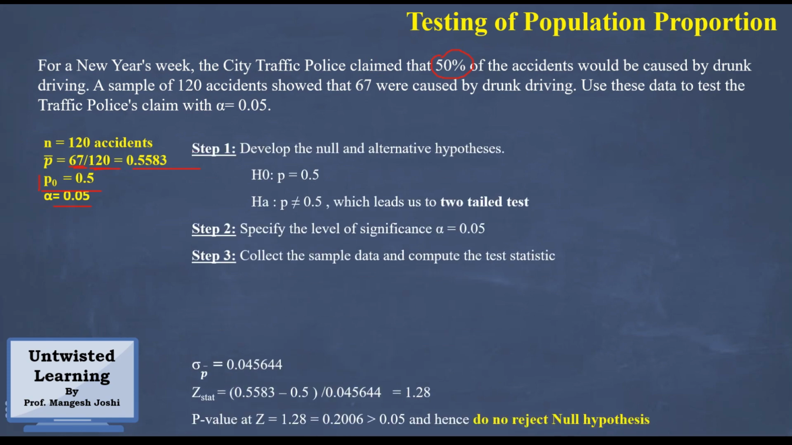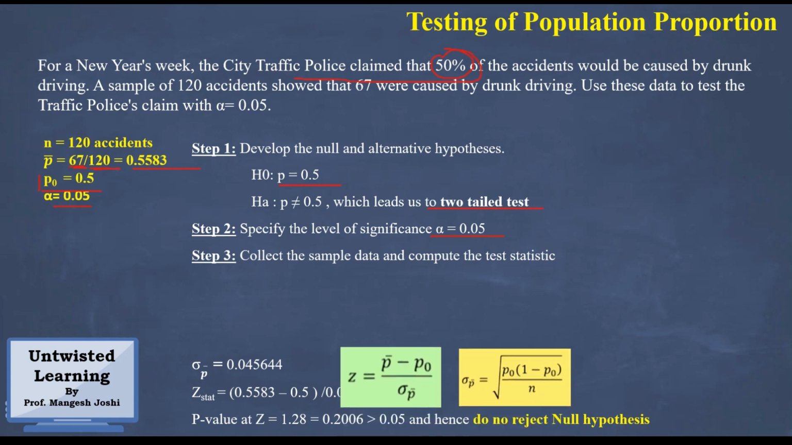So step 1, develop the null and alternate hypothesis. So your null hypothesis becomes P is equal to 0.5 because they are claiming that it is equal to 50%. So that's why this equal to sign is there. And alternate hypothesis will become P not equal to 0.5, which leads us to two-tailed test. Level of significance is 0.05.